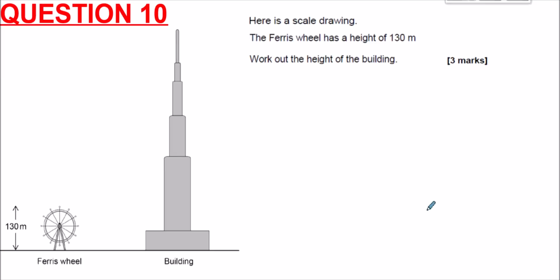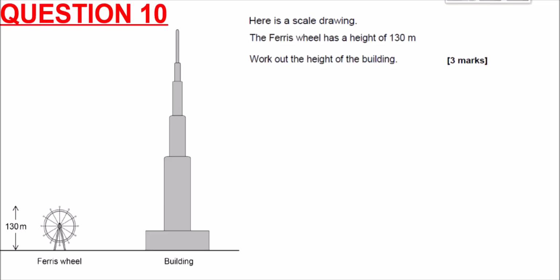Question 10. We've been given a scale drawing of a Ferris wheel next to a tower. So we need to work out the height of a building. Importantly, we're told it is a scale drawing, so your exam paper in front of you might be a different scale to mine. If you're in doubt in terms of the measurements, just check with your teacher or a friend who's got the exam paper with you.